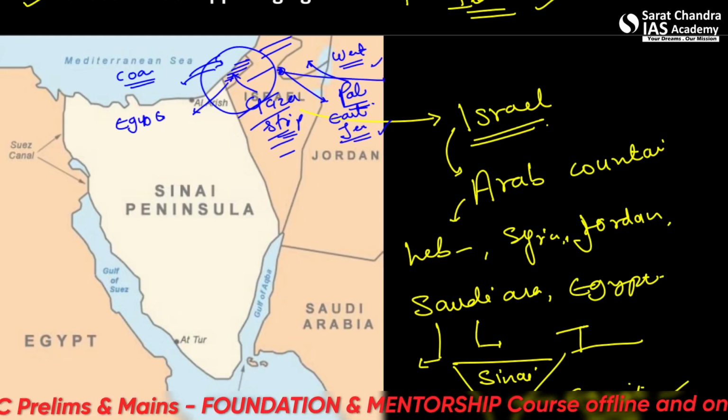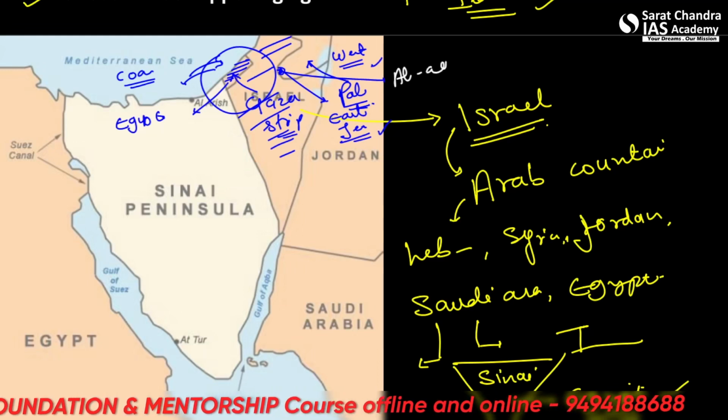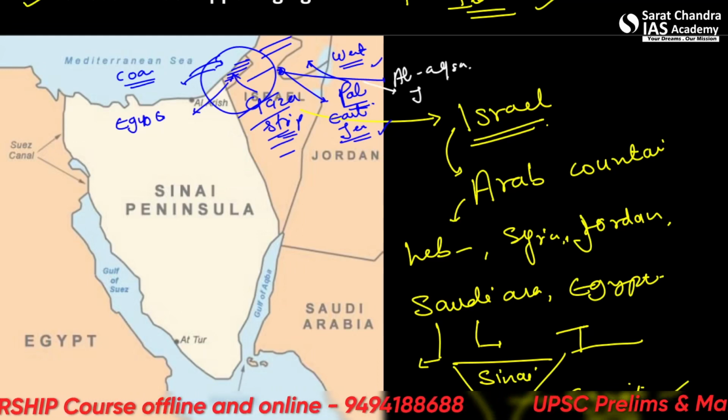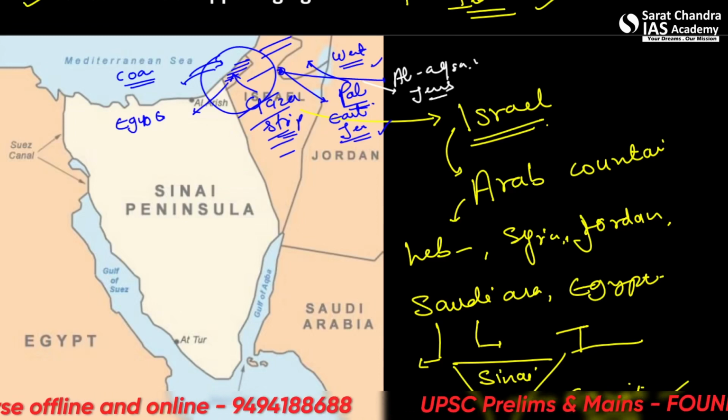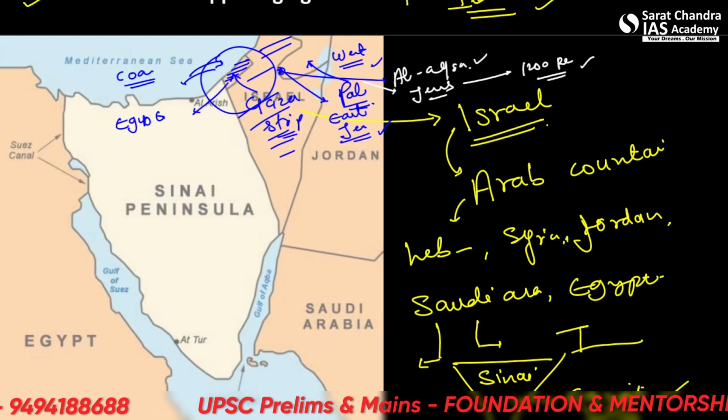This is the site where the famous mosque of Al-Aqsa is located. And it's also a historical holy place for the Jews, way before the Al-Aqsa mosque was ever built, since around 1200 BC. So we'll see about this.